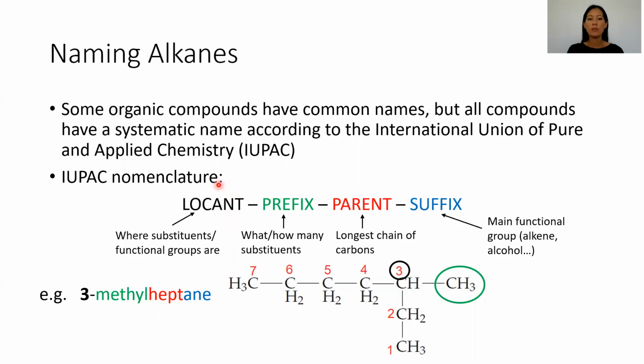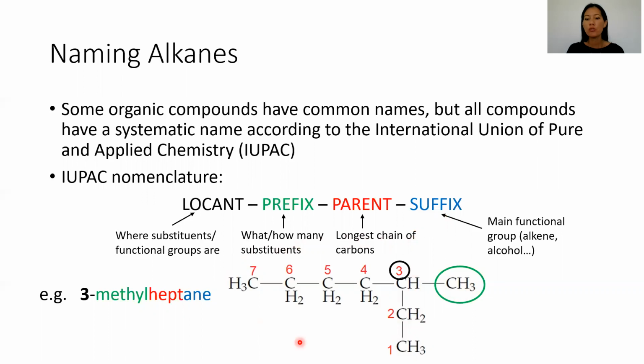This is the method. First of all, you want to specify where, based on numbering, a certain group is located. Then you'd use a prefix to say how many substituents there are and what substituent you have, for example, methyl or dimethyl or trimethyl. Then you put the main parent, the longest chain. This could be hex or but for butane. The suffix can vary depending if you have an alkene or alkyne or alkane. So that could be hexyne, for example.